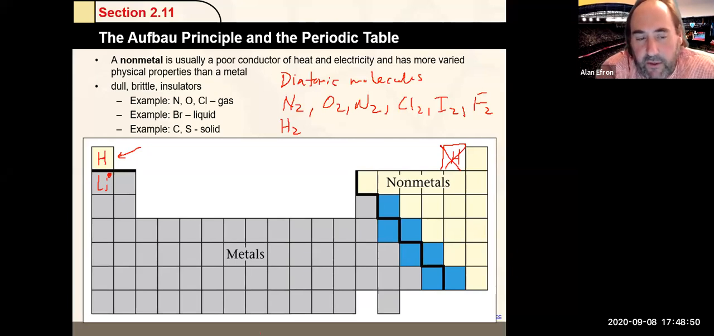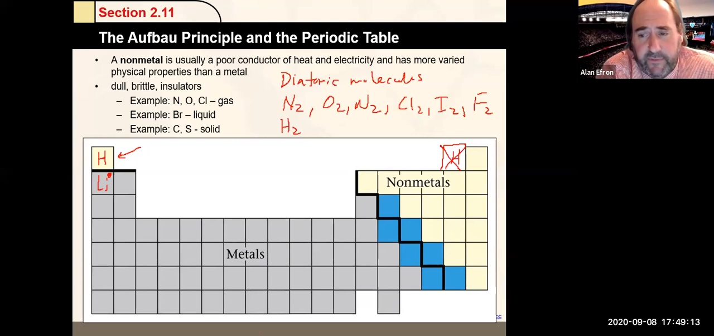Hydrogen has some unusual characteristics. For example, it can be positive, it can be negative. Also, hydrogen is the only element that has a proton and an electron and no neutrons. Everybody else has neutrons except for hydrogen. So technically speaking, hydrogen is really not part of any group.